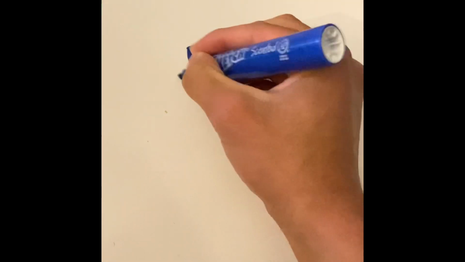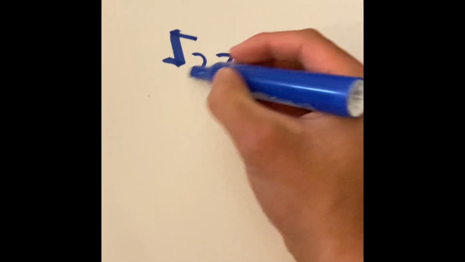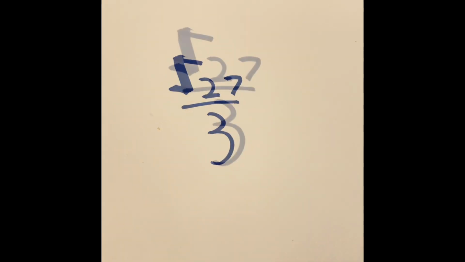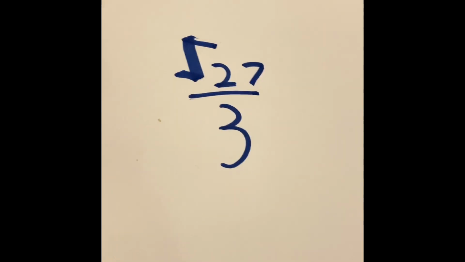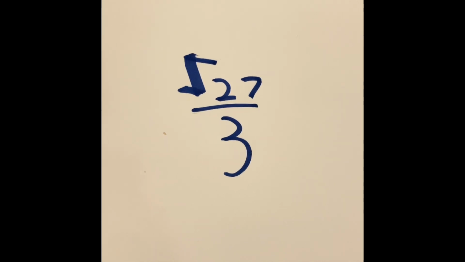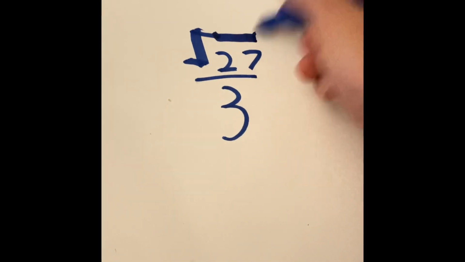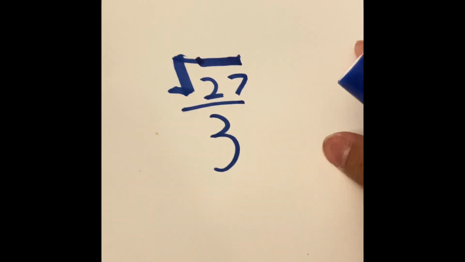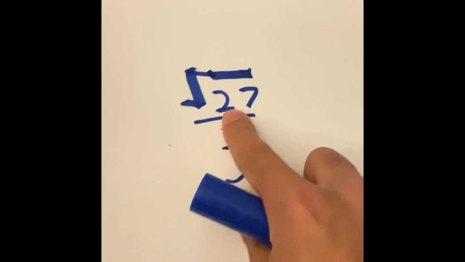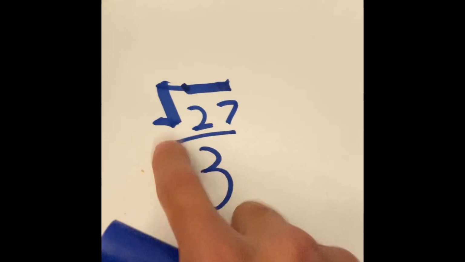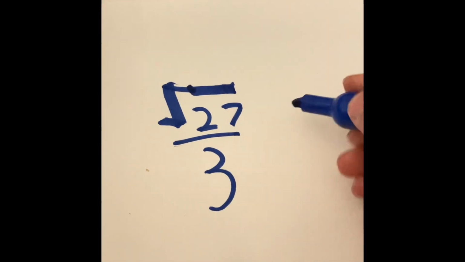The square root of 27 divided by 3. How will we simplify it? Well, the main goal of simplifying radicals and dividing them is to get them to the simplest form they can. 27, on the other hand, is not really the most simplified perfect square.